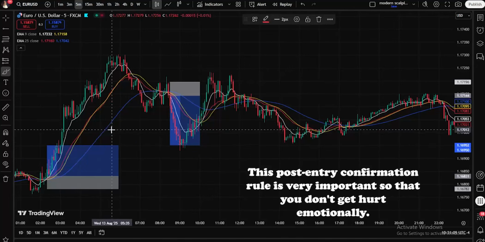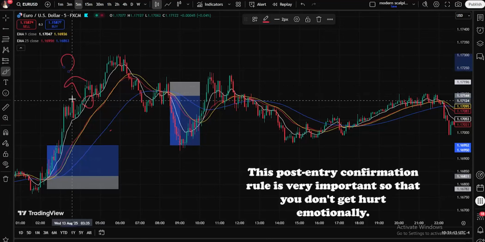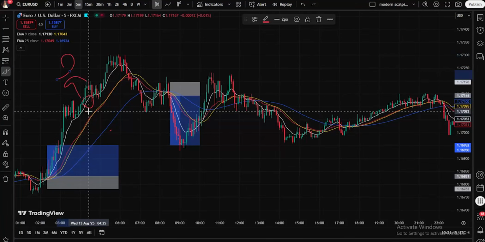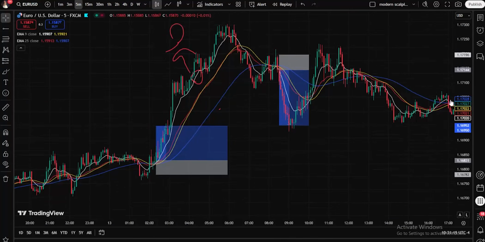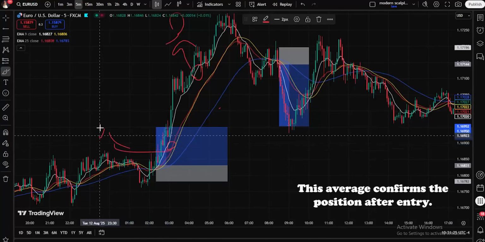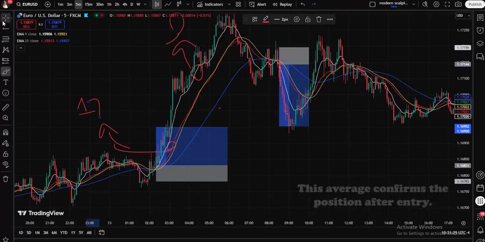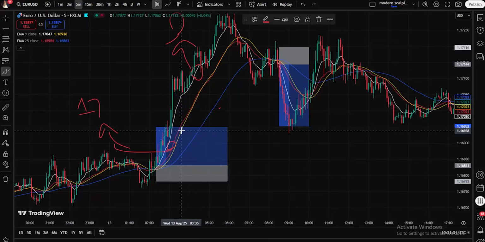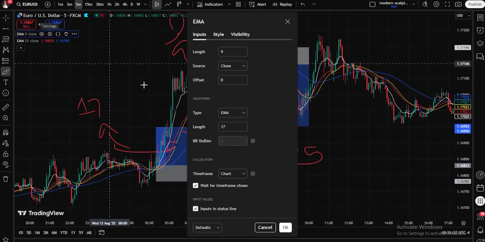These rules will help you to put aside emotional entries and only enter a trade when all market conditions are in line. EMA 9. This average works very quickly and is mostly used to detect short-term movements and early entry signals. EMA 17. Its role is to filter the signals of EMA 9. Simply put, when EMA 9 crosses EMA 17, the first sign of a trend change is obtained.